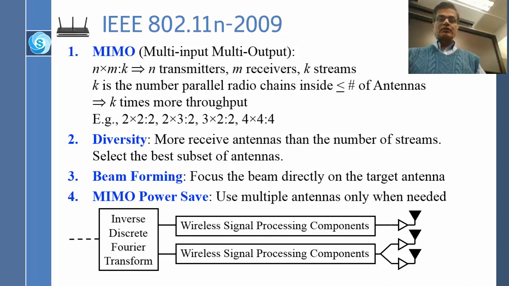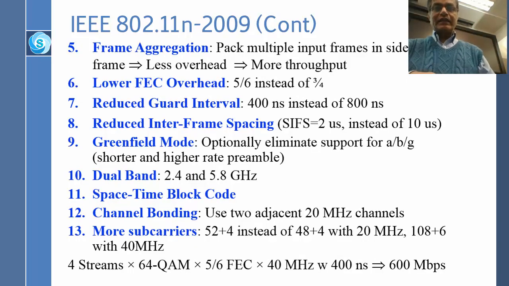So you want 2 by 2 colon 2, or 2 by 3 colon 2, or 4 by 4 colon 4. So diversity is more received antennas than the number of streams. Beam forming is focused in one particular direction. And MIMO power save means that you don't have to have all the antennas on all the time. Previously the station could go to sleep. Now the station could be awake, but the antennas could go to sleep. So that is what 11N did.